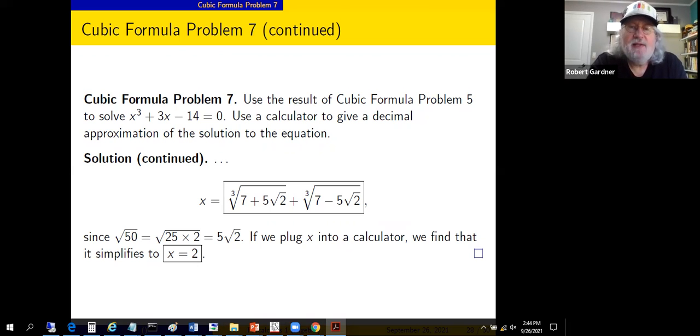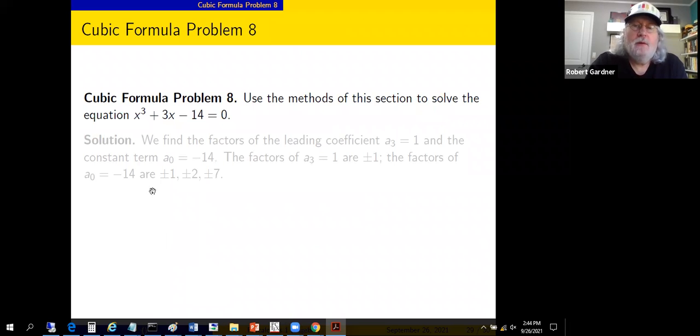So as a final example, use the methods of this section to solve this. All right. We could use the cubic formula. P is 3, Q is negative 14. I think if we do, we get stuck, kind of similar to something that happened in the previous example. We get a nice little number that we don't recognize because it comes to us inside cube roots with square roots inside of them. So it comes to this nested mess that might be a nice number. We just don't recognize it.